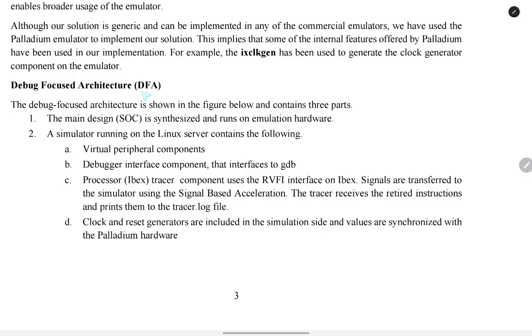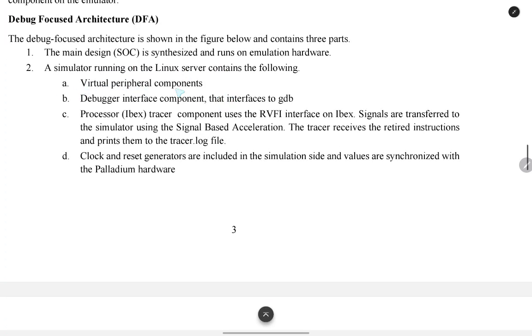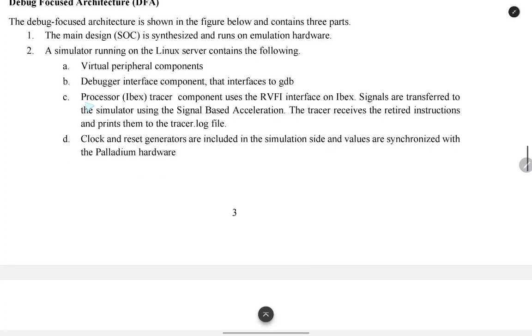Debug-focused architecture, DFA. The debug-focused architecture is shown in the figure below, which contains three parts. 1. The main SoC is synthesizable and runs on the emulation hardware. 2. A simulator running on the Linux server contains the following. A. Virtual peripheral components. B. Debugger interface component that interfaces with GDB. C. Processor Ibex tracer component, which uses the RVFI interface on Ibex.